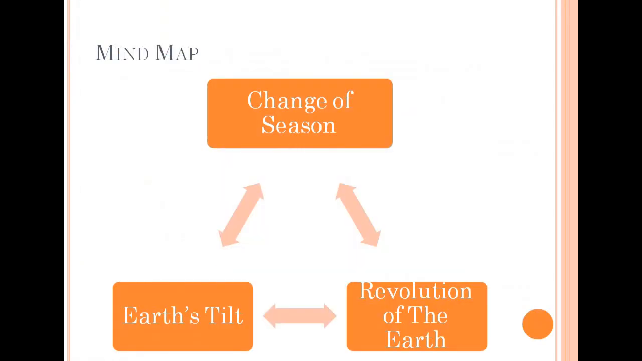This is the mind map where I am going to show you the different reasons for the change of the seasons. The first reason, as I have written here, is the earth's tilt, and the second is the revolution of the earth around the sun. Now we will see how the earth's tilt and the revolution cause a change of the seasons in the upcoming slides.